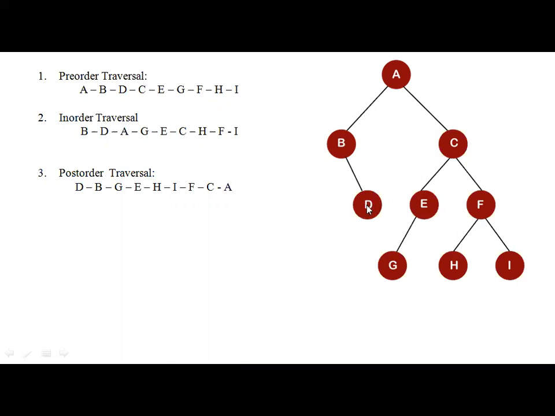Now D is the right one. So write D onto the output. Okay, so left to right, then root B. Write B onto the output. Now see here. Okay, so left to right, root over.